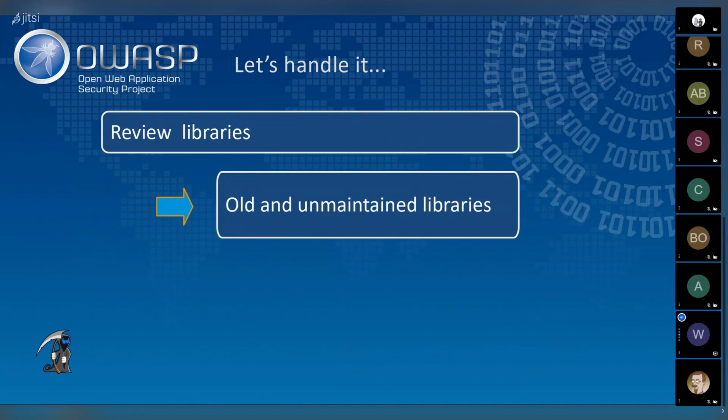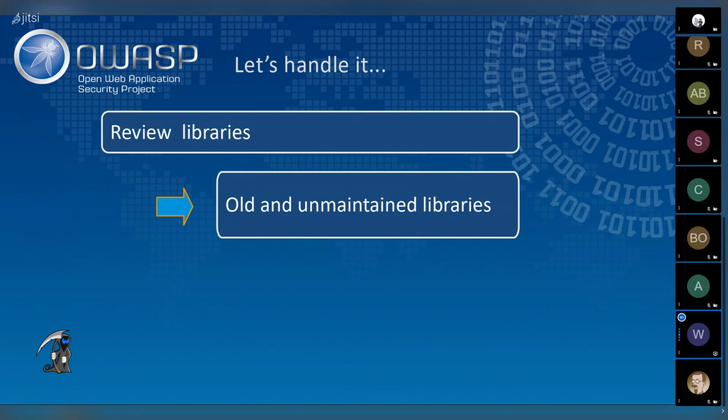Even if someone found and reported a vulnerability in that library, the people who originally worked on it have ditched it, and they're not going to fix it. So if you have an unmaintained library, you are on your own. It's better to remove it or take it over if you prefer. Another obvious point is to look for vulnerable libraries in your code base.